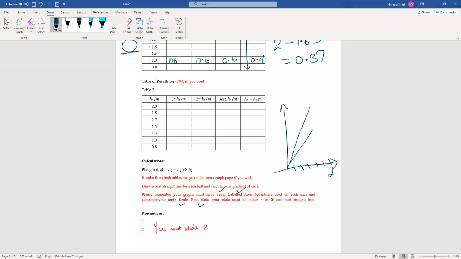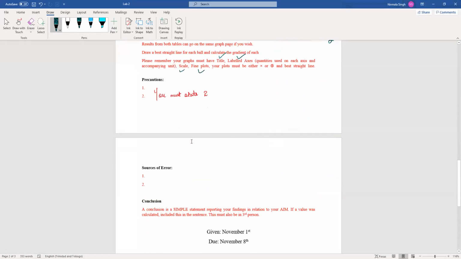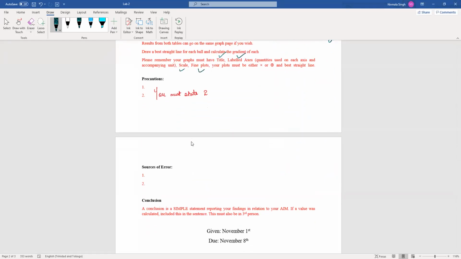Precautions: you get 1 mark for stating 2 precautions. You get 1 mark for stating 2 errors. You must state 2 sources of error. Think about what you're doing. Your conclusion is a simple statement recording your findings in relation to your aim. If a value was calculated, you include this in the sentence. Make sure it's a very nice, simple, sweet conclusion. No long explanation of how you did the lab or the calculation.